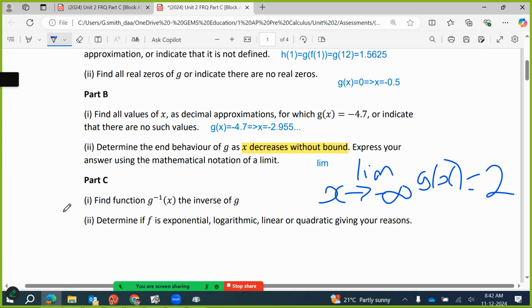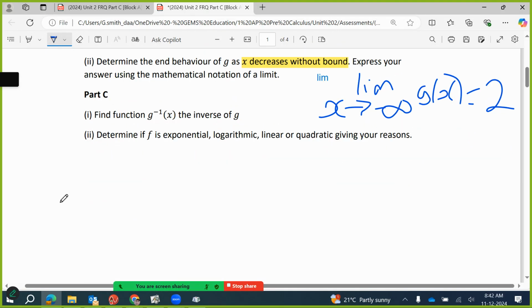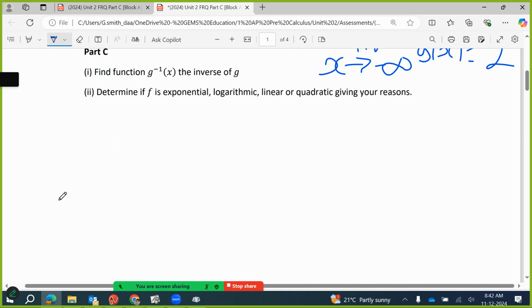Okay, so sorry about my use of my pen here. Find the function g inverse, the inverse of g. Right, I'm going to switch to my iPad here on this one. Overlay this over the top. So we have the function, and we're going to just start off by switching x and y.